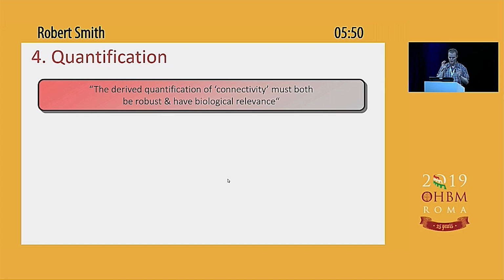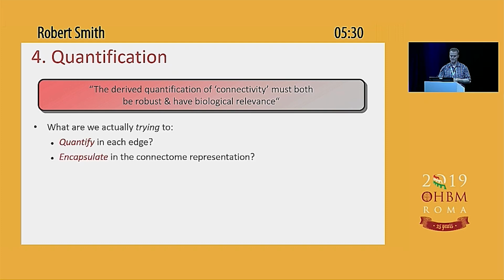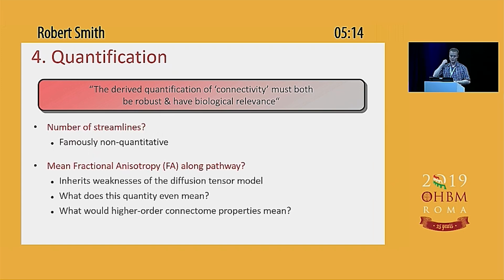This is the fun one. Quantification. In each edge of the connectome, we're quantifying something. And it has something to do with connectivity, in inverted commas. What we're actually quantifying needs to be both robust and it needs to mean something biologically. So again, fundamentally, what are we doing? What are we actually trying to quantify? What are we trying to capture in our connectome representation that we're then going to do some higher level analysis with? So a couple of suggestions that have already been raised by Alex in the first talk.